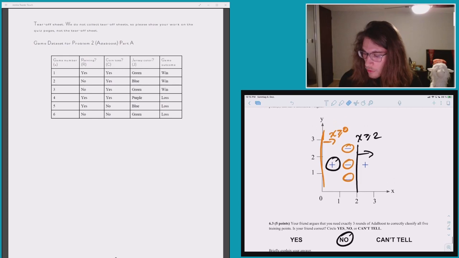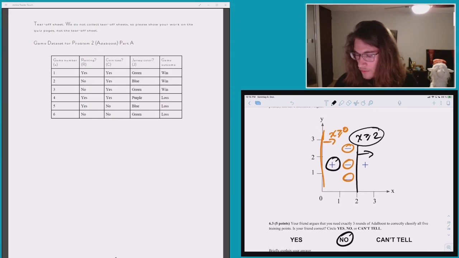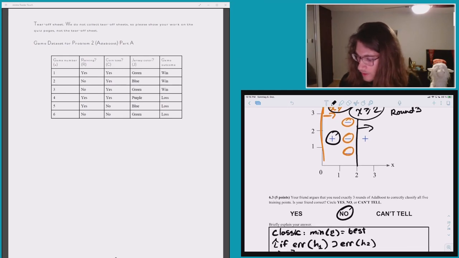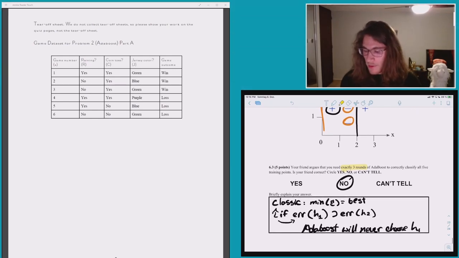And so what's going to happen is Adaboost is going to pick x is greater than or equal to 2 for round 1, x is greater than or equal to 0 for round 2, and then for round 3, x is greater than or equal to 2 again. Which means in exactly 3 rounds, which is what the question is asking, this problem will not have been solved. And I would venture to say this isn't going to be solved because of the way this question is set up.